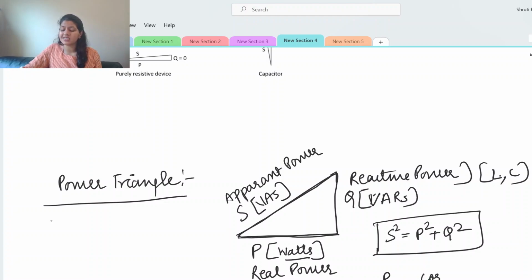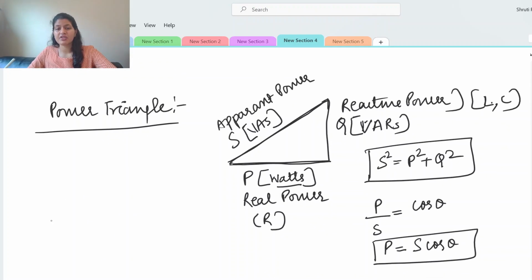It is cos theta. Okay, so the active power or the real power can be written in terms of this apparent power, which is P is equal to S cos theta, and the Q or the reactive power component can be written as perpendicular upon hypotenuse, which is Q by S is equal to sine theta. That way we can write Q is equal to S sine theta. So this is the reactive component, and this is the active component.